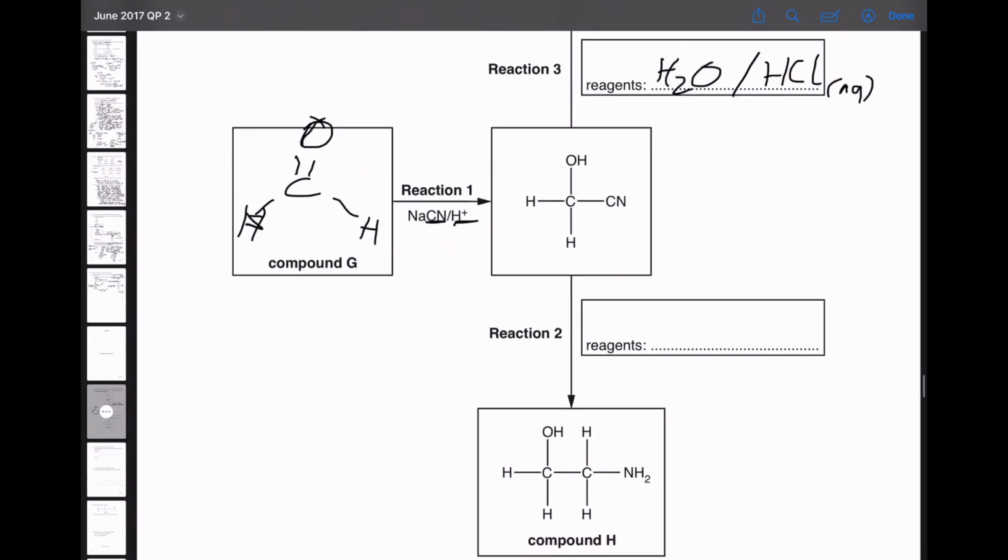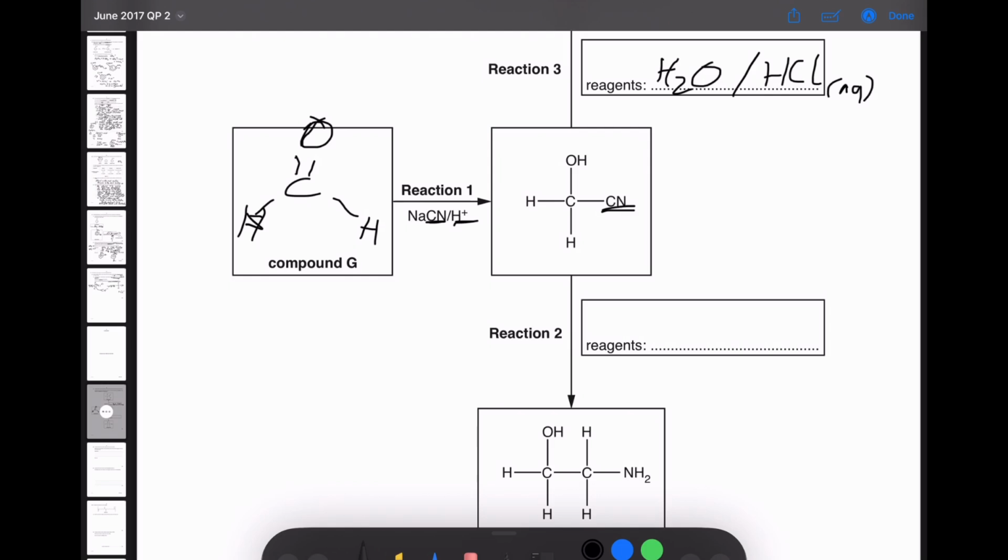And then reaction 2, how do we get from a nitrile group to an amine? Well, what's the difference? It's hydrogen. Specifically, you can put a 2 here, but you don't have to. And then you need a catalyst, and like always with reduction or hydrogenation, it's going to be nickel.